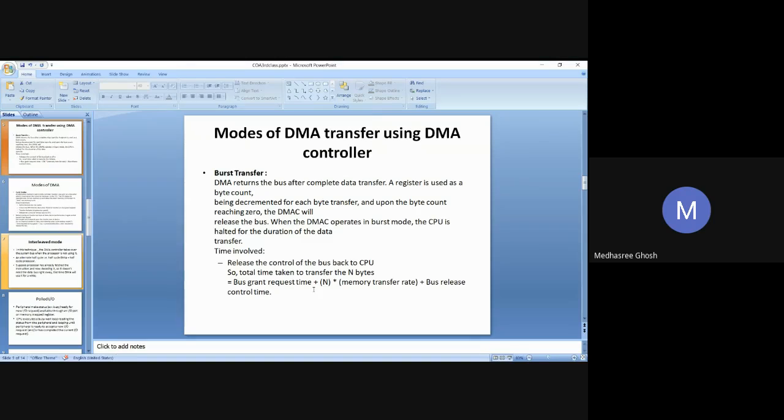Then n bytes are to be transferred, so n into the memory transfer rate. There should be a memory transfer rate, at which speed, how many bytes per second or per unit time, are being transferred. N bytes are there. So the total time taken will be n into memory transfer rate plus bus release control time. After transferring the memory, we need to release the control of the buses. So this is the total time taken by burst transfer mode.